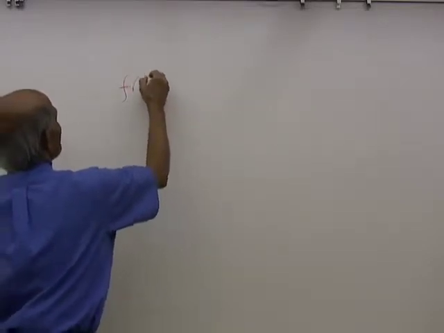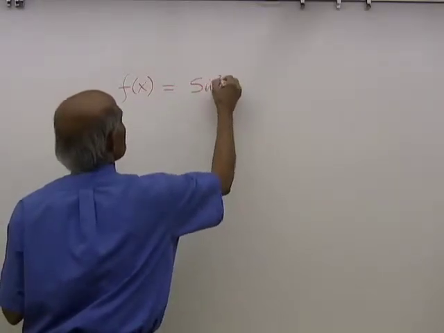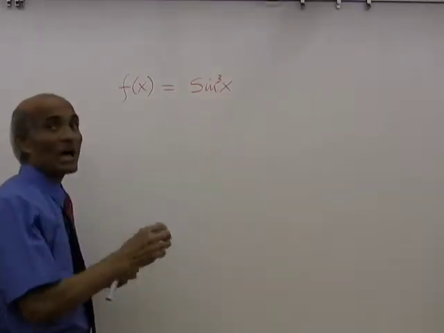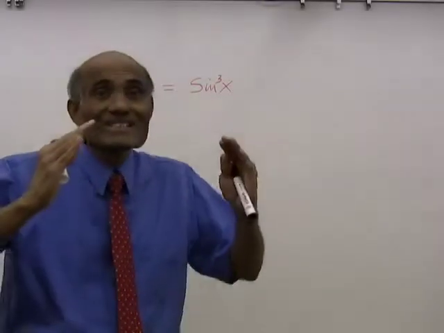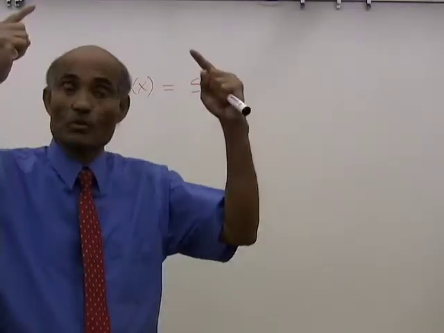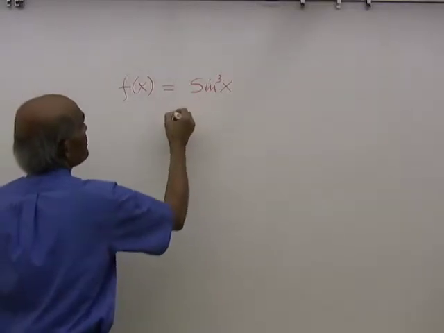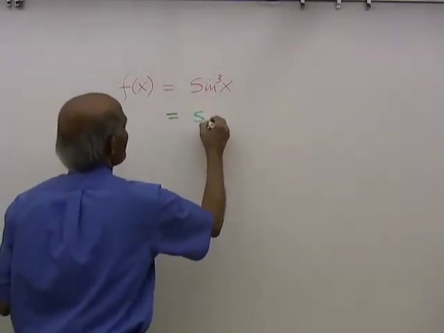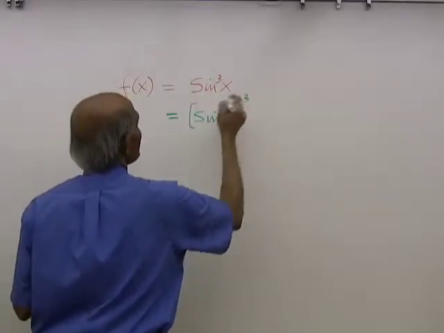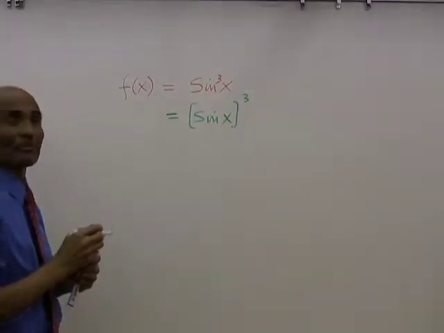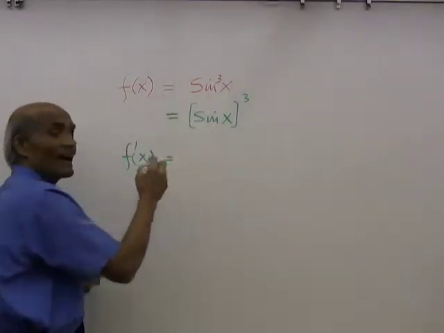F of x equal to sine cube x. Now remember, sine cube x means the quantity sine x raised to the power of 3. Let's write it that way. So f of x is sine cube x means the quantity sine x raised to the power of 3. So that's our f of x. How do you find f prime of x? What's the rule that we just discussed?